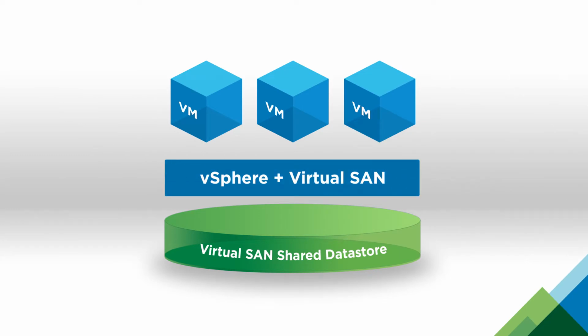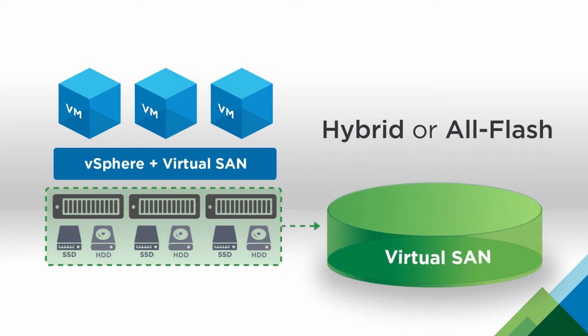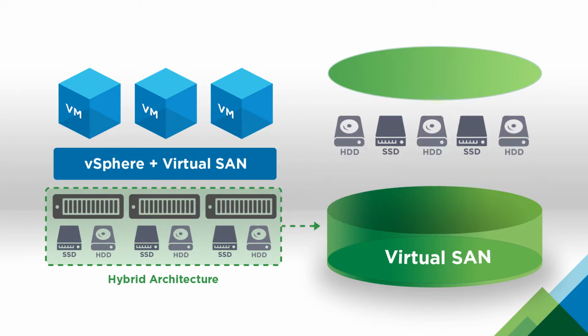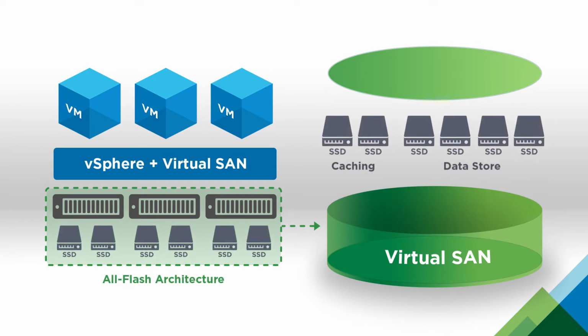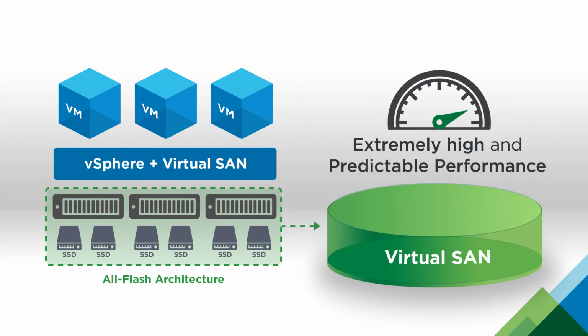VirtualSAN uses a hyper-converged storage architecture, enabling compute and storage resources to be delivered through a common VMware virtualized platform. You can architect VirtualSAN as hybrid or all-flash storage. In hybrid architecture, VirtualSAN pools magnetic disks and flash drives inside your servers to create a distributed shared data store. Flash provides caching to accelerate performance, and magnetic disks store data. In all-flash architecture, flash devices perform both caching and data persistence, delivering extremely high and predictable performance.